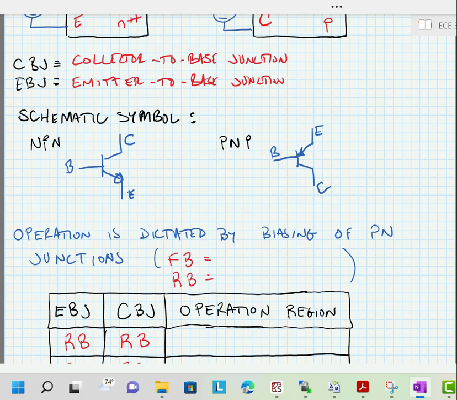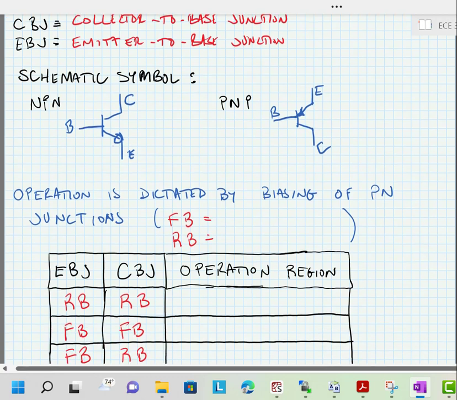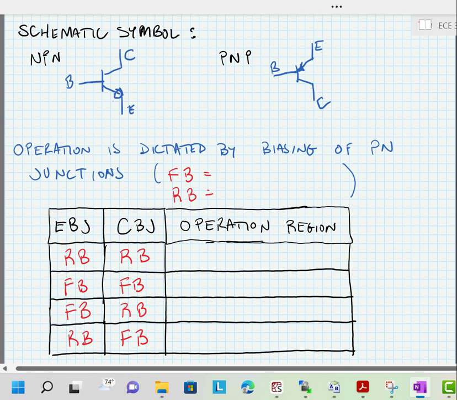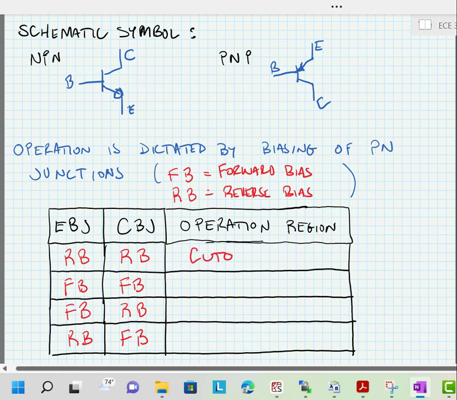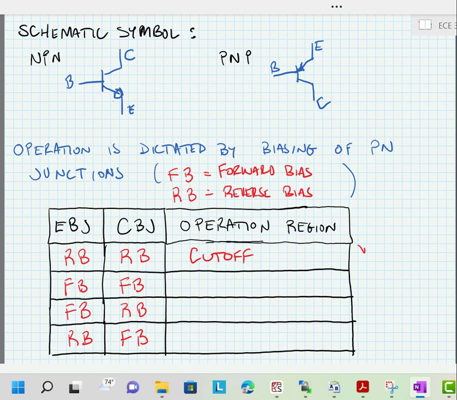Operation of the BJT is dictated by the biasing of the PN junctions. We expect to see operation depending upon whether the junction is forward biased or reverse biased. Here you can see I've labeled forward bias as FB and reverse bias as RB. When both junctions are reverse biased, or both are RB, this is known as cutoff. And cutoff is the state where no current flows. If we were using the device as a switch, this would be the off state. When both junctions are forward biased, we're in saturation. And this is a state where we might use the device as a resistance that's proportional to the control voltages.